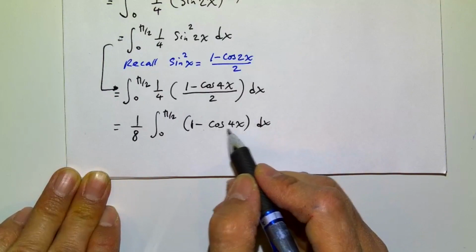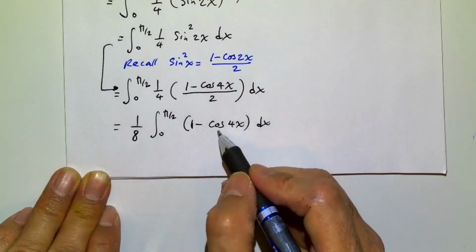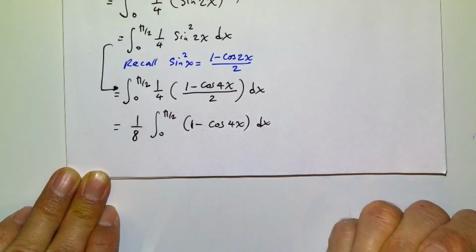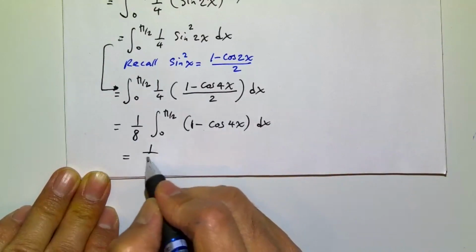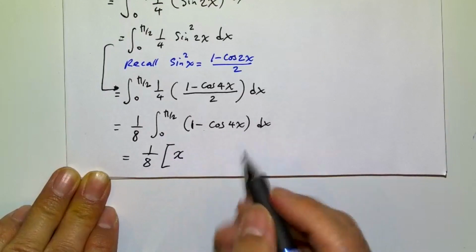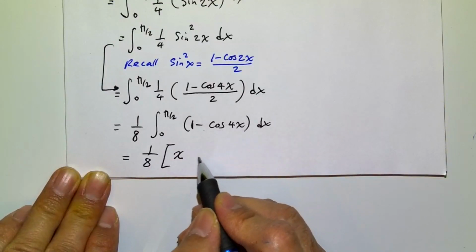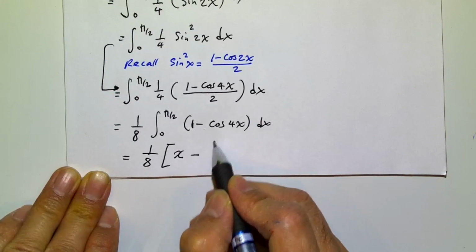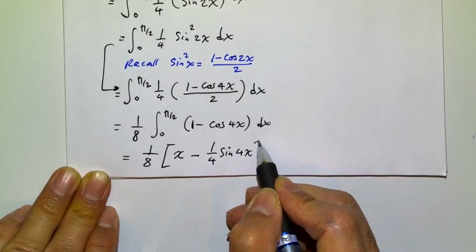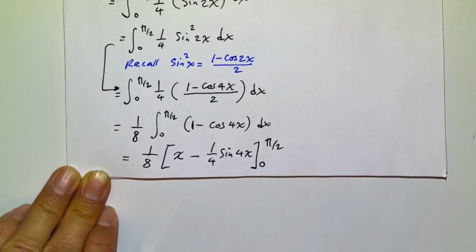Right? By the chain rule, if we take the derivative of this, we get a 4 out too. So when we integrate this, we need to have a way to get rid of that 4. So we end up with just minus 1. So we have 1 over 8 times, integrate 1, what do you get? You get x. Integrate minus cosine 4x, we get minus 1 over 4 sine 4x. And of course, the limits of the integration are from 0 to pi over 2.